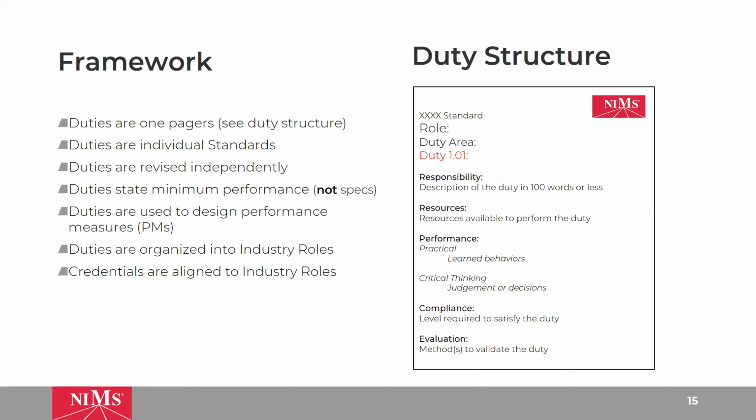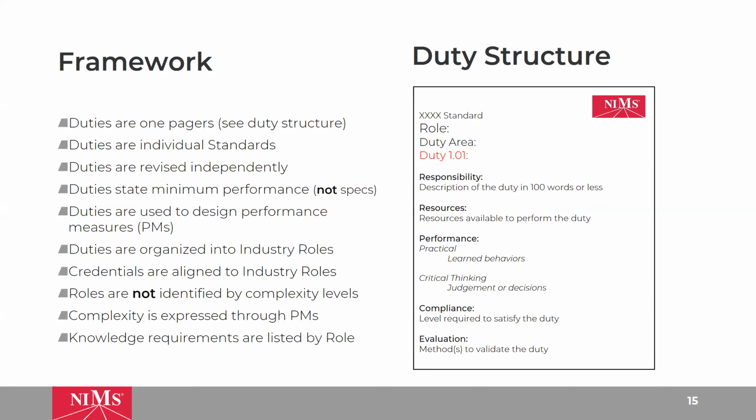Credentials are aligned to industry roles. Roles are not identified by complexity levels. In other words, there isn't a CAM programmer level 1 or a CAM programmer level 2. Complexity is expressed through the PMs. So in your facility, as long as you meet the minimum requirements, you can increase the complexity to what works for you because complexity is relative. Knowledge requirements are listed by role. So that's another document.